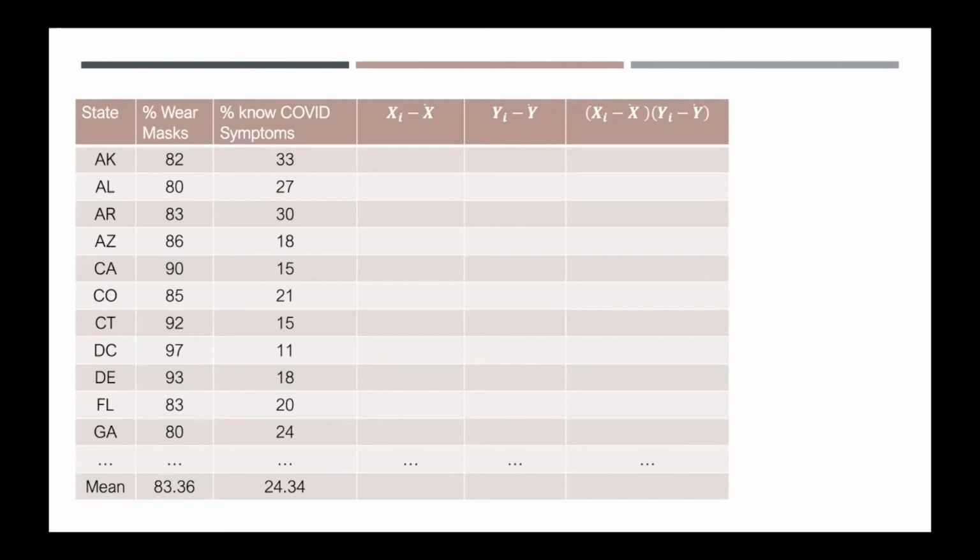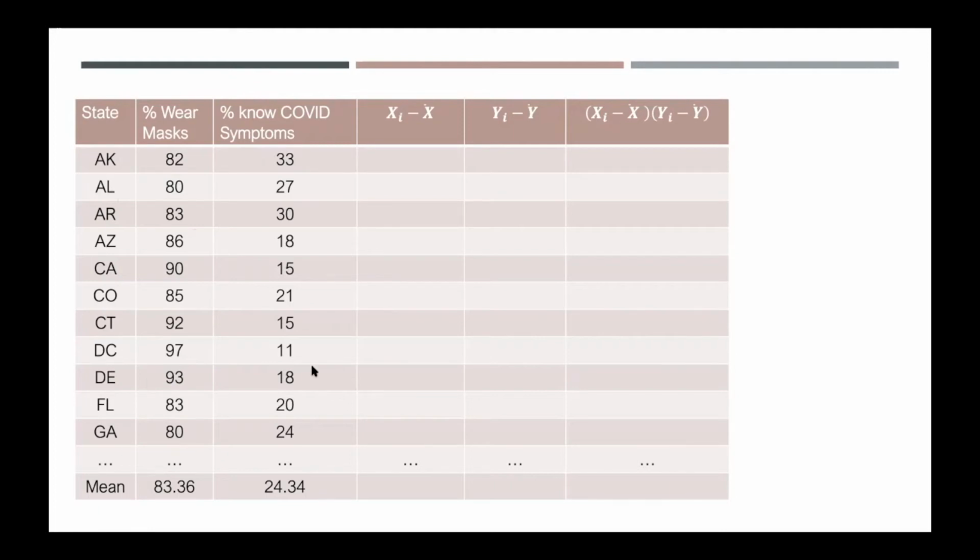Now we can calculate the average percentage of respondents across the entire data set of 50 states to find that on average, about 83.4% of respondents wear a mask in public. In contrast, 24% of respondents know someone who has COVID symptoms.